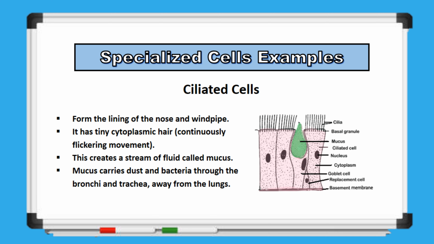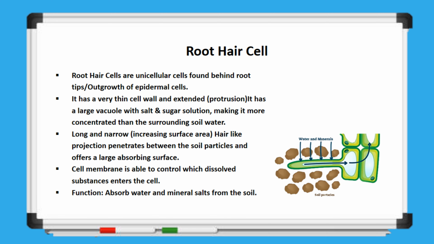from infection and irritation. Root hair cells are specialized, unicellular cells located just behind the root tips, extending from the epidermis. They have thin cell walls that allow easy movement of water and minerals and long, hair-like projections that increase surface area for absorption. Inside, a large vacuole containing a salt and sugar solution creates a concentration gradient, aiding water uptake through osmosis. The cell's shape and projections maximize contact with soil particles, enhancing absorption efficiency, while the selectively permeable membrane controls substance entry. Their primary function is to absorb water and minerals, vital for plant growth and nutrition.